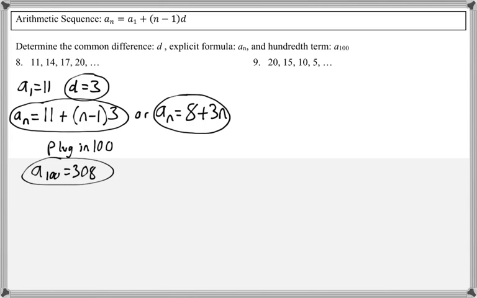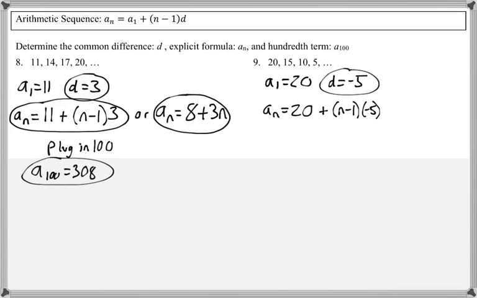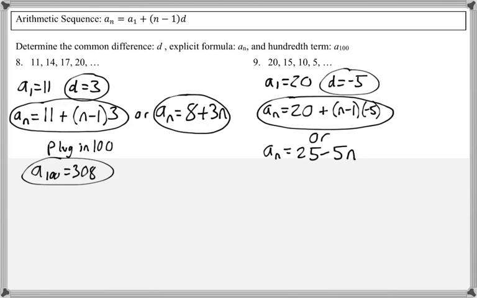On number 9, a1 is equal to 20. D is equal to negative 5. So my an formula is going to be 20 plus n minus 1 times negative 5. So that's okay. Or if you want to simplify it, it'll be 25 minus 5n if you distribute that negative 5 and combine like terms.